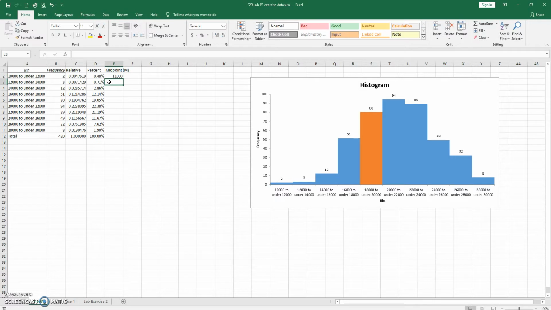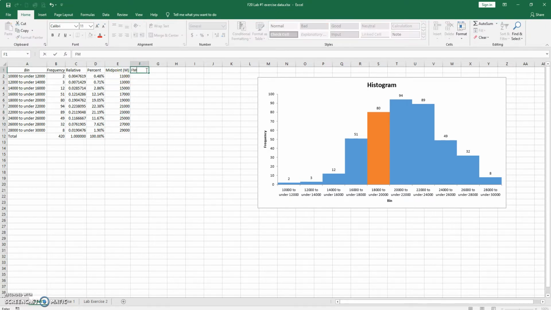I can do the same thing for the next class. The middle value between 12 and 14,000 would be 13,000. You'll notice that your midpoint value is going up by your class width. So I've entered a quick formula: equals the midpoint value above it, plus 2000. You can only do that if the class size is the same. And just to verify, the last midpoint is 29,000, which is halfway between 28 and 30,000. So that is our midpoint.